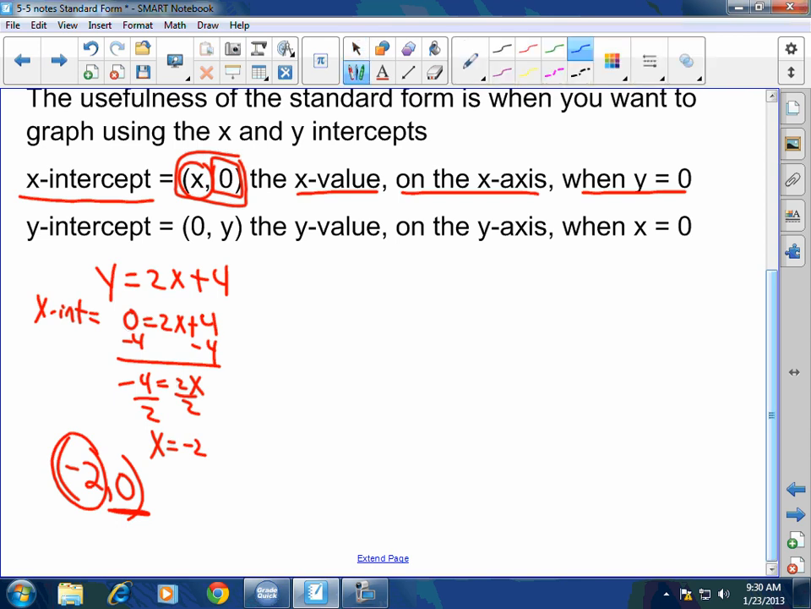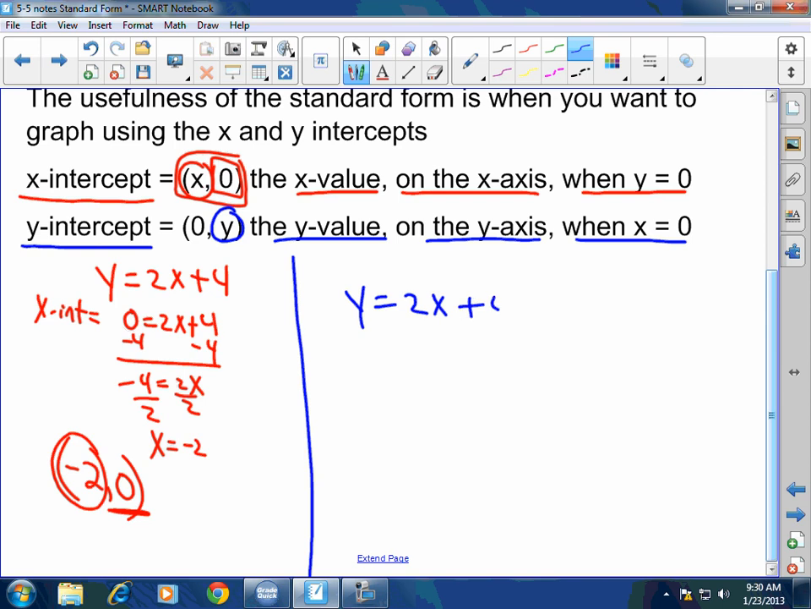We're going to talk about the y-intercept in blue to not have any confusions. The y-intercept is the y value on the y-axis when x is 0. Check it out. It's the y value, okay, on the y-axis when x is 0. So in this particular case, if I have y equals 2x plus 4, think about it.